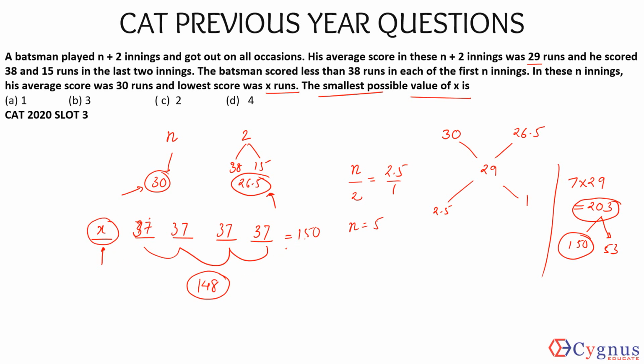And x will be equal to what? Out of 150, he has scored 148 in the last 4 innings out of these N. So x has to be how much? 2. So the minimum possible value of x will become how much? 2. So the correct answer is C.